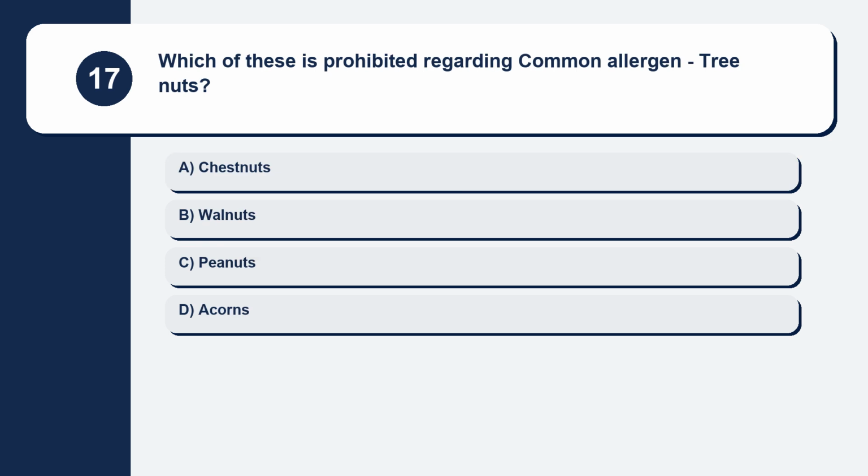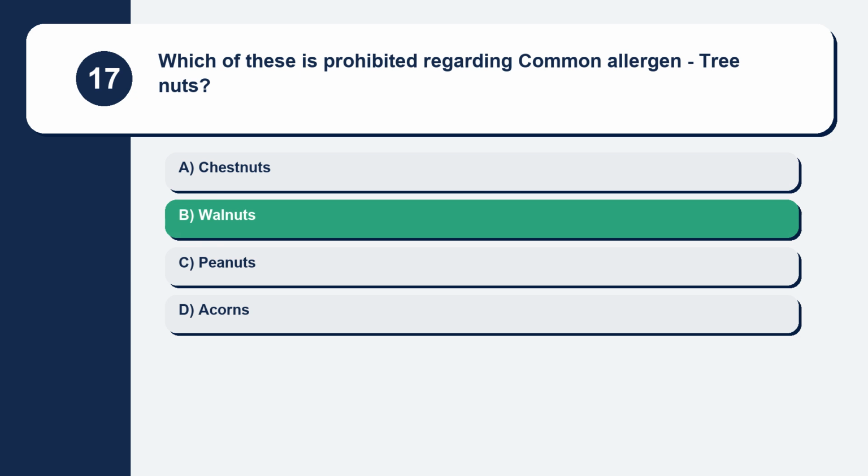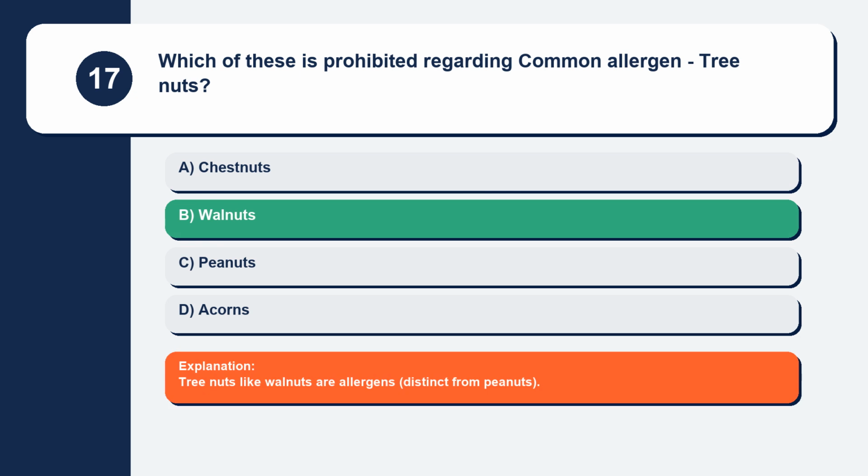Question 17. Which of these is prohibited regarding common allergens? Tree nuts, chestnuts, walnuts, peanuts, acorns. Tree nuts like walnuts are allergens, distinct from peanuts.